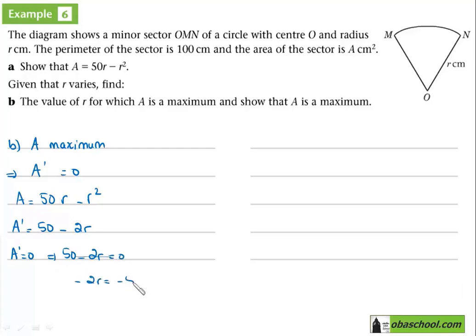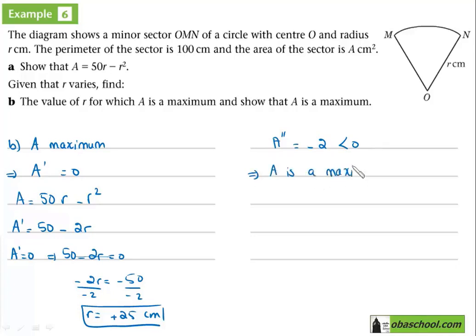Minus 2r is equal to minus 50. We divide both sides by minus 2. R is equal to plus 25 centimeter. So when the radius is 25 centimeter, this area will reach its maximum value. Now we need to show that A is a maximum at this value. Thus, we will find A double prime. In order for it to be a maximum, the second derivative should be negative. Okay, now let's do the differentiation for A prime. It is minus 2. Minus 2 is less than 0, so A is a maximum.